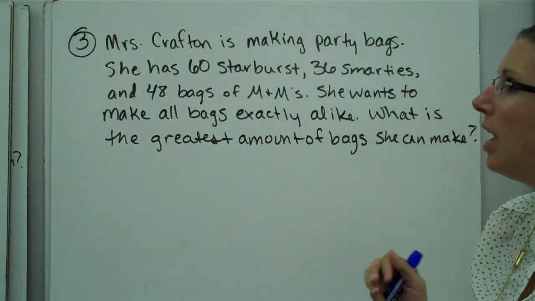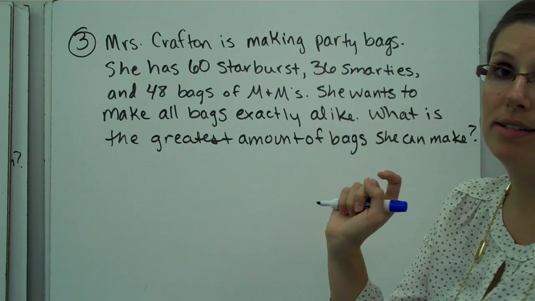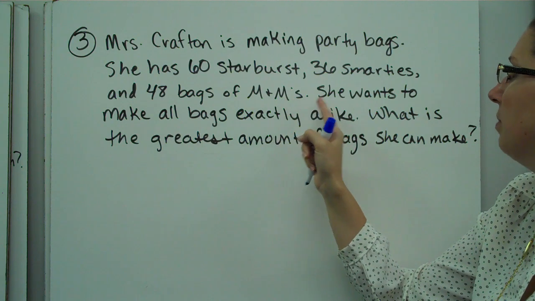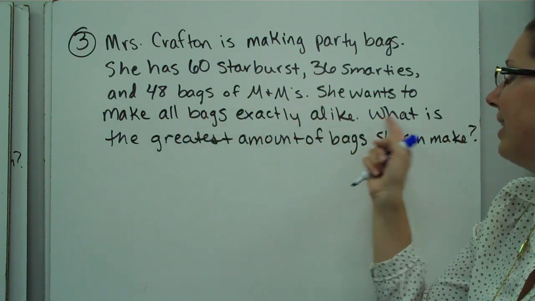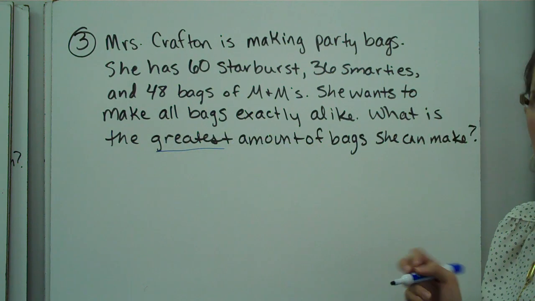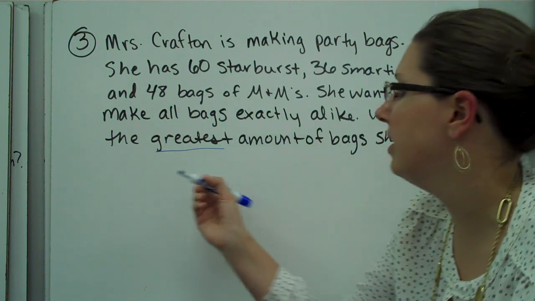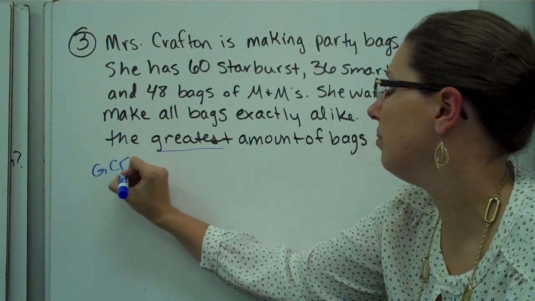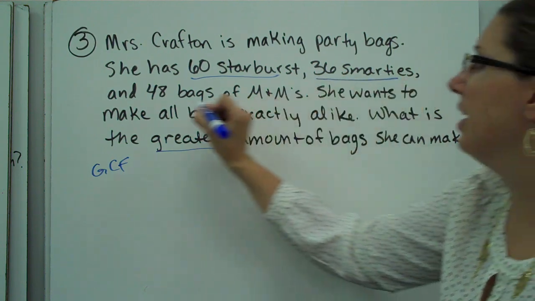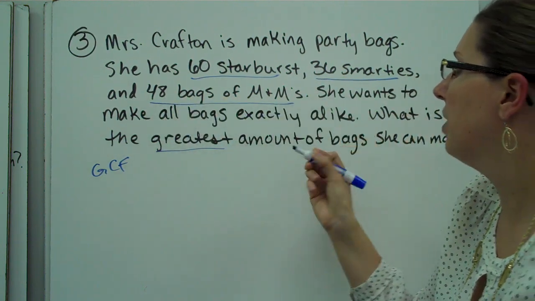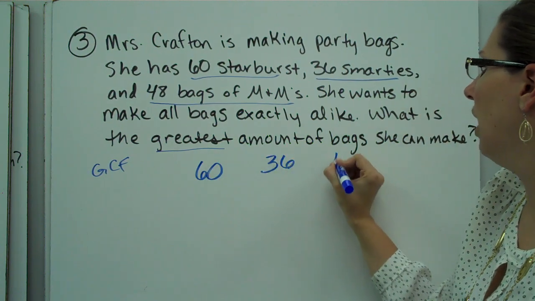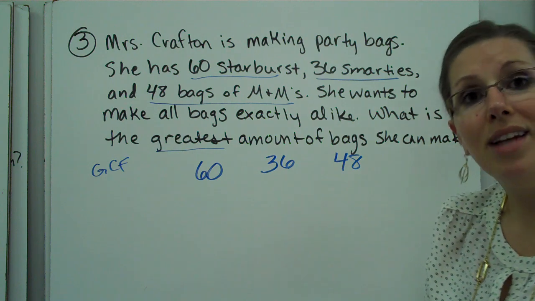Number 3. Mrs. Crafton is making party bags. She has 60 Starburst, 36 Smarties, and 48 bags of M&Ms. She wants to make all bags exactly alike. What is the greatest amount of bags she can make? Again, we're finding the GCF because it says greatest. I've got 60 Starburst, 36 Smarties, and 48 bags of M&Ms. 60, 36, and 48. I'm going to stop here.